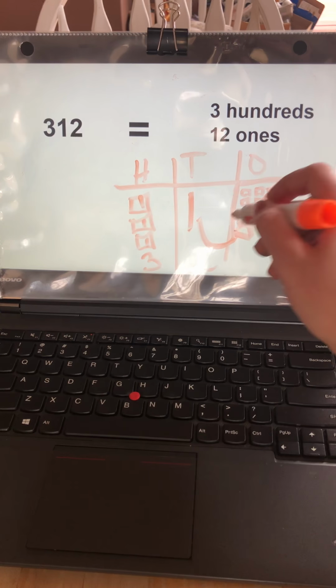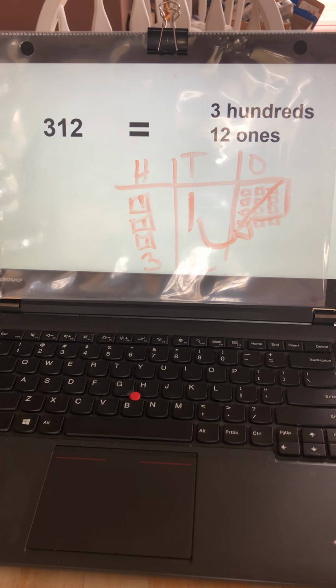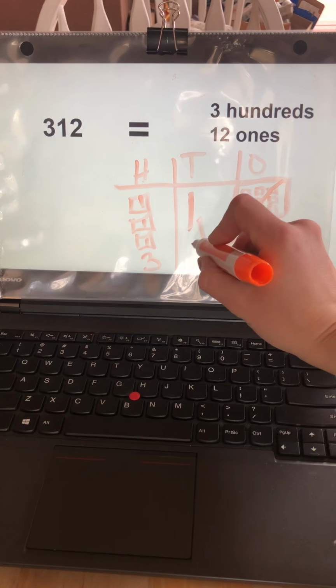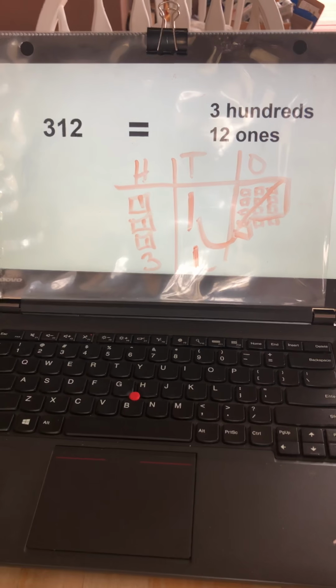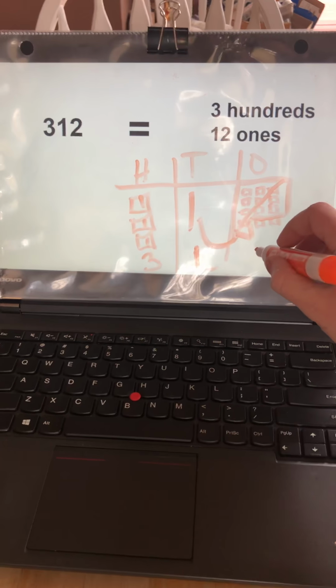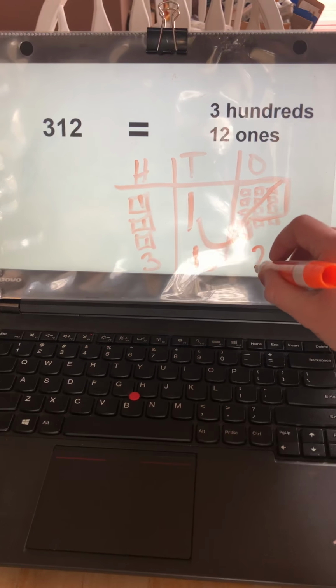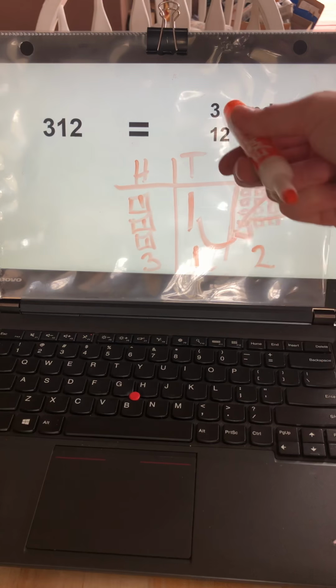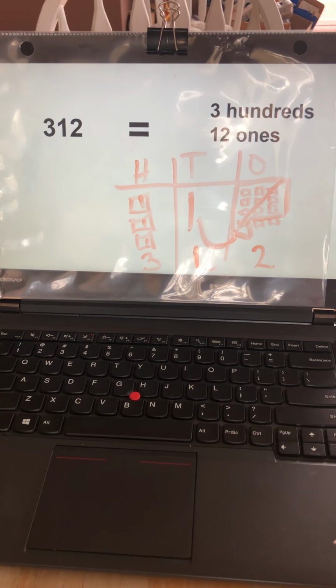Okay, now I brought that over to my tens. So now how many tens do I have? 1. Very good. And now how many ones am I left with? 1, 2, 2. Awesome. So does 312 equal 312 ones? Yes, it does. So this problem is equal to each other.